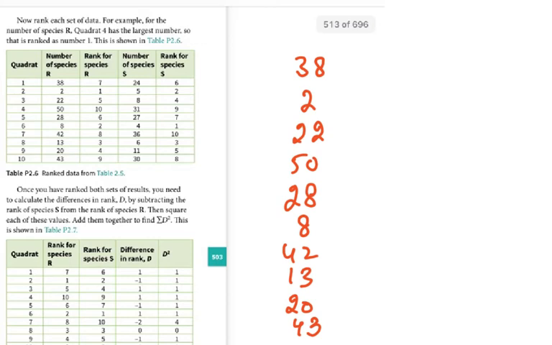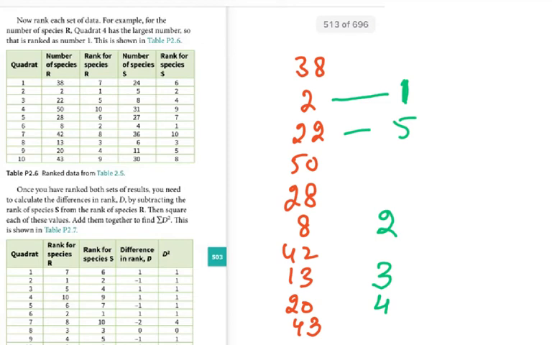Now how do we rank them? The smallest figure is ranked as 1. So you can see here, this would be ranked as 1. Then it's 8, so that will be 2. Then it's 13, so this will be third rank. Then what is after 13 is 20, so this would be fourth rank. Then 22 will be fifth rank.